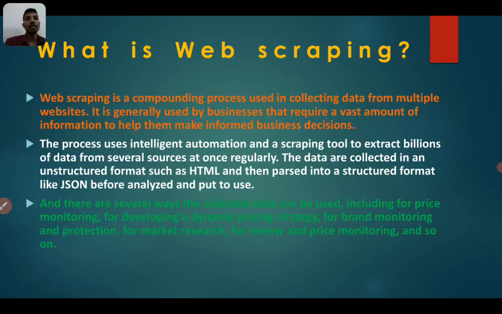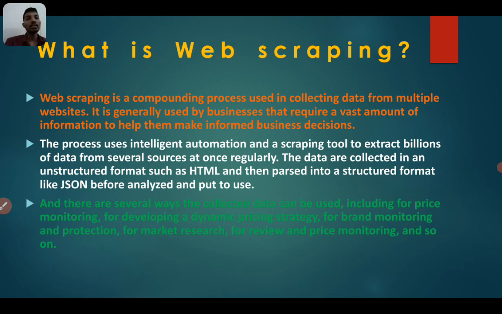What is web scraping? Web scraping is a computing process used in collecting data from multiple websites. It is generally used by businesses that require a vast amount of information to help them make informed business decisions. The process uses intelligent automation and scraping tools to extract billions of data from several sources at once regularly. The data are collected in an unstructured format such as HTML and then placed into a structured format like JSON before being analyzed and put to use.